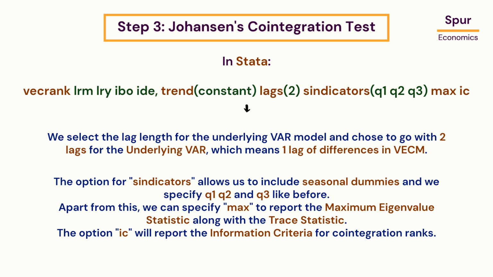The option sindicators allows us to include seasonal dummies and we specify Q1, Q2 and Q3 like before. Apart from this, we can specify max to report the maximum eigenvalue statistic along with the trace statistic. The option ic will report the information criteria for cointegration ranks.